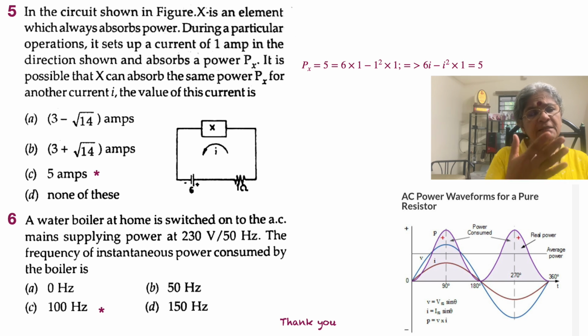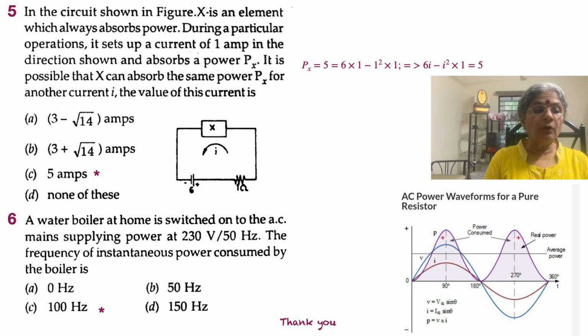Or else just substitute. When you substitute, you get 5 ampere, and you can see that the answer is correct. 3 minus root 14 and 3 plus root 14 are perhaps given to confuse you. So the better answer is 5, because 6I minus I square is equal to 5. If you substitute I equal to 5, 6 times 5 is 30, and I square is 25, so 30 minus 25 is equal to 5. You can easily do that.